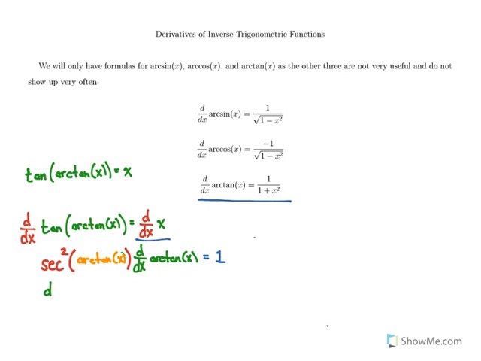So now here comes our formula, and we could have just jumped to this step right away. The derivative of arctangent of x is equal to 1 over secant squared of arctangent of x.